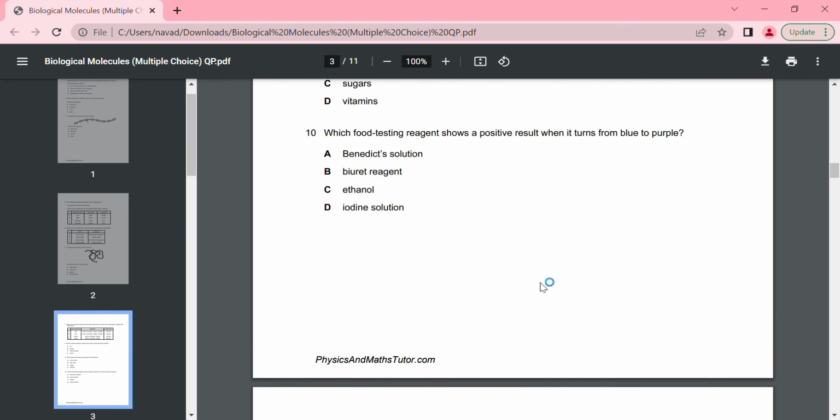Question number 10. Which food testing reagent shows a positive result when it turns from blue to purple? It's going to be the Biuret test for proteins. So it is going to be B, Biuret reagent.